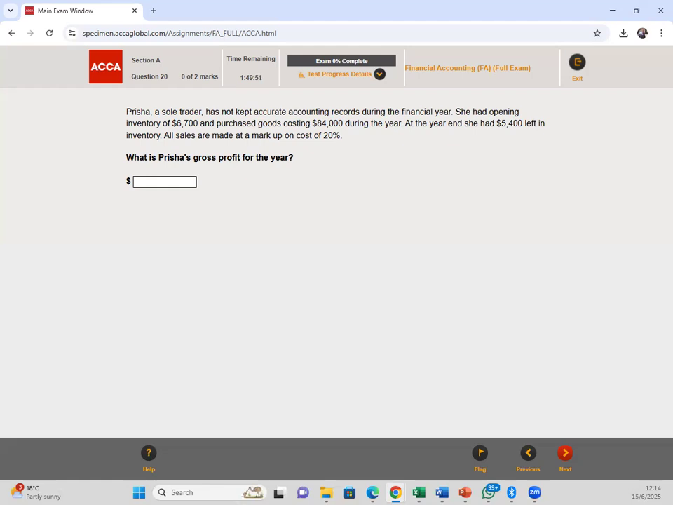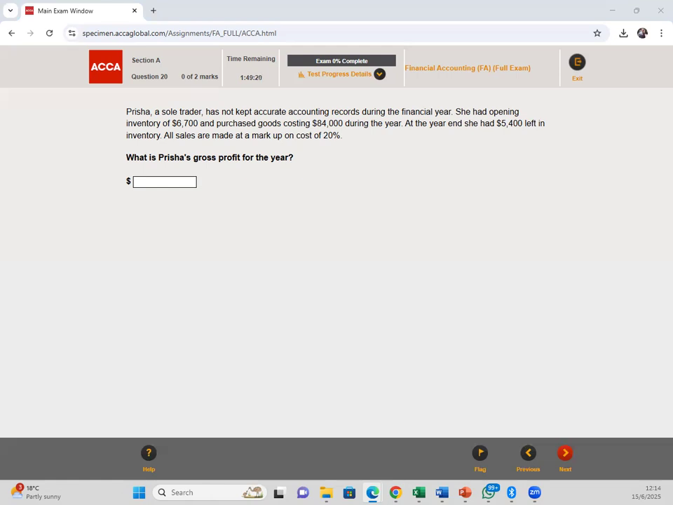So what are we given? If you are dealing with incomplete records, first of all, determine what it is that you are given. So in the question, let's actually go to our Excel. Please help me memorize this. We have inventories and purchases.